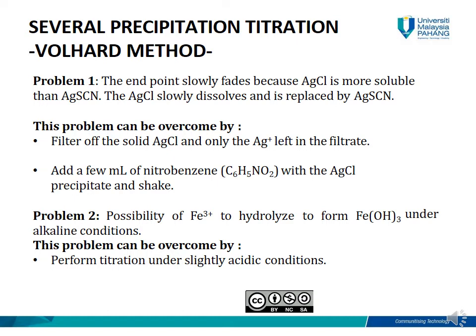The second problem is the possibility of iron 3 plus hydrolyzing to form iron hydroxide under alkaline conditions. So what we can do is perform the titration under slightly acidic conditions. Basically, we advise students to perform the titration under slightly acidic conditions.